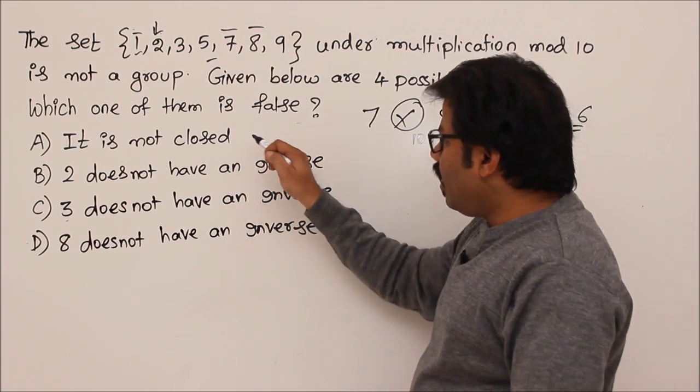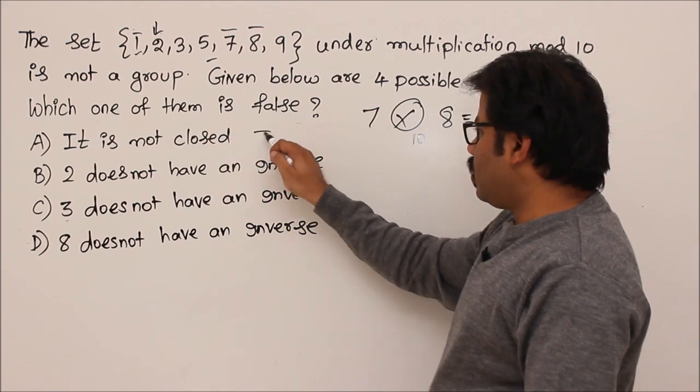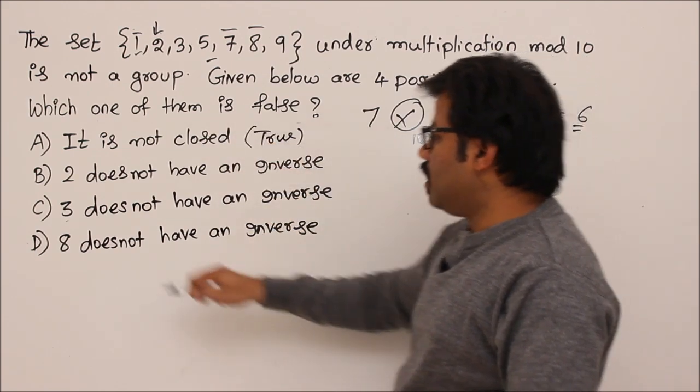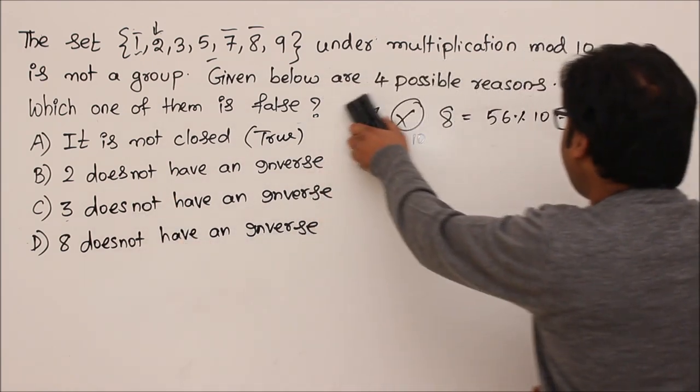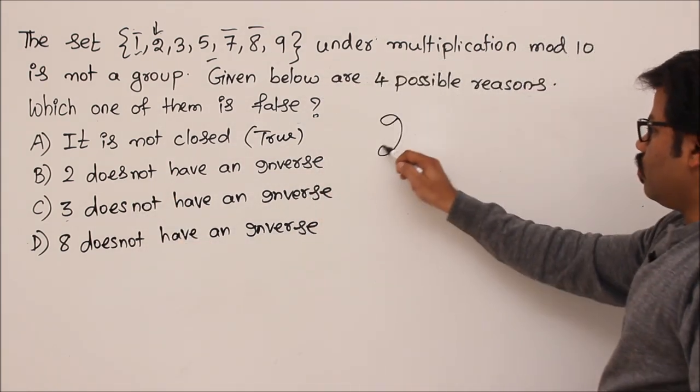So option A is the right reason, but we have to find the false statement. This is a true statement. Let us go to option B. 2 doesn't have an inverse. We'll see. The target is 2.